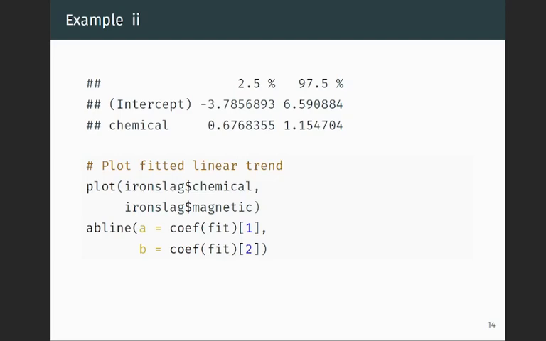First, I'm plotting chemical on the x-axis, magnetic on the y-axis. Next, I'm adding a line where the intercept for the line is my estimate of the intercept. So coef(fit) will give me all of the coefficient estimates. And then I'm taking the first one, corresponding to the intercept. And then b equals coef(fit)[2] specifies the slope of the line that I want to draw on the graph.